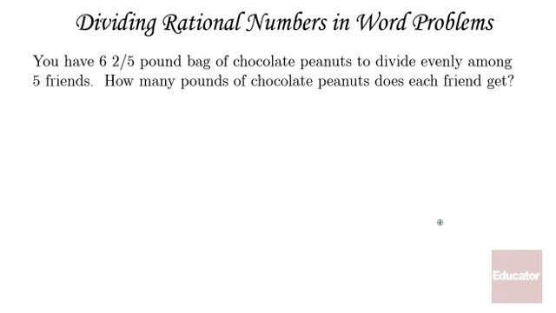Let's try dividing rational numbers in word problems. You have a 6 2/5 pound bag of chocolate peanuts to divide evenly among 5 friends. How many pounds of chocolate peanuts does each friend get? So let's take 6 2/5, and we're going to divide that by the 5 friends. We're going to change our mixed number into an improper fraction. 6 times 5 is 30, plus 2 is 32 over 5. And we're going to divide by 5, and we'll change that into a fraction by putting it over a 1.